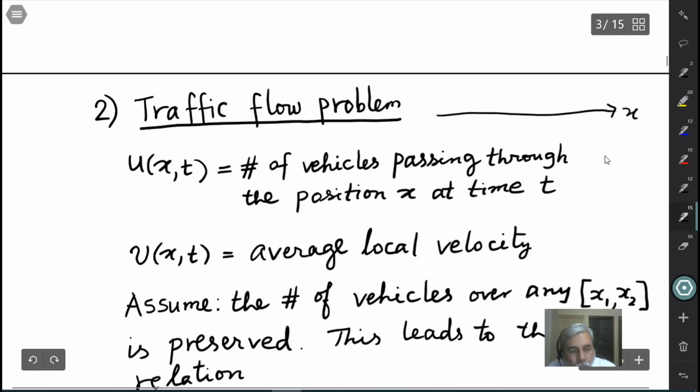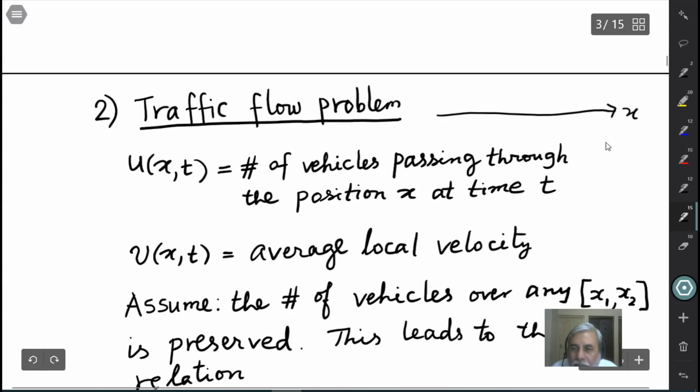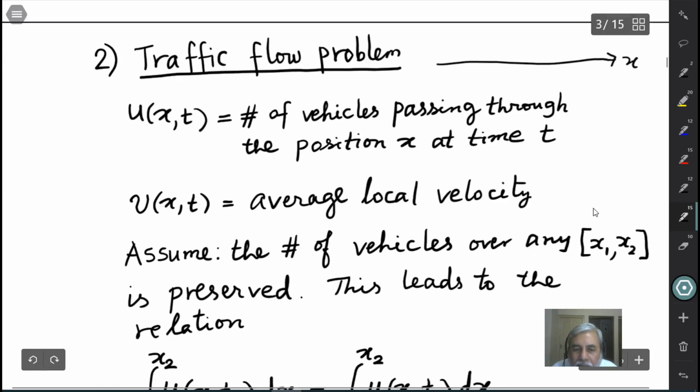So big highways are now multi-lane highways, so that's more complicated. Here this is just a single lane, and that too in a unique direction. If you include both-way traffic again, this will be more complicated.